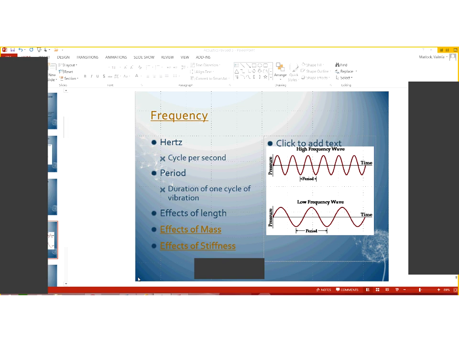Let me think of another way. So the longer the vibratory body, the less cycles per second that it will move. If we apply the same force to a shorter vibratory source, it would oscillate more cycles per second. And so there's an inverse relationship. The longer, the less cycles per second. The shorter, the more cycles per second. You with me?